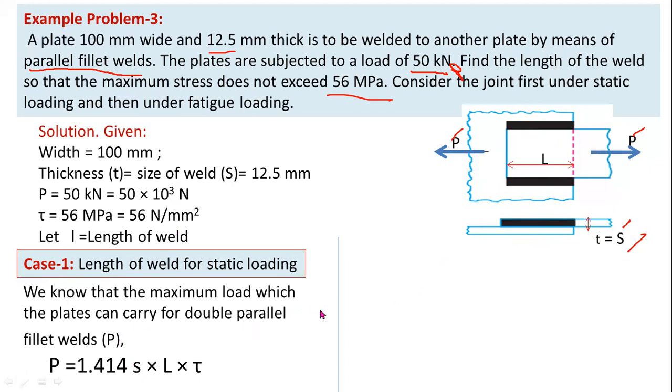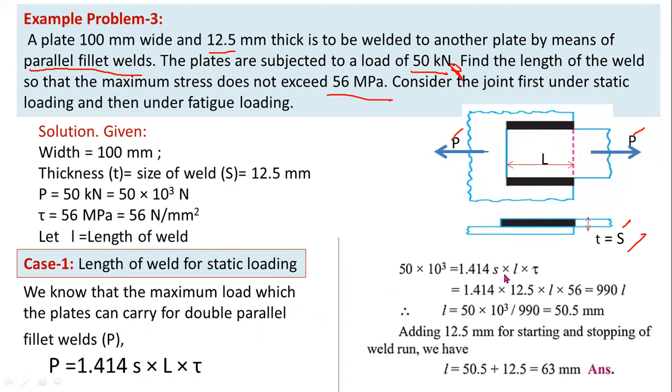Now P equal to 50,000, so substitute the values in this equation. P equal to 50,000 and S equal to 12.5. We don't know the value of L, you have to determine it, and tau equal to 56 megapascal. From this equation, length L equal to 50.5 mm. This is the length of the joint, but you have to add 12.5 mm for starting and stopping of the weld run. So the final length of the parallel fillet weld when the load is static, L equal to 50.5 plus 12.5 equals 63 mm.